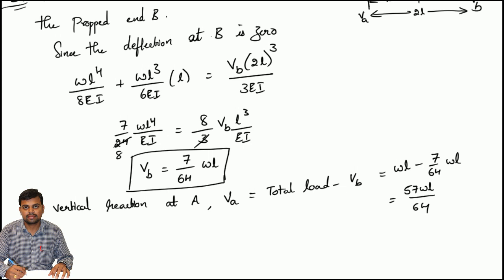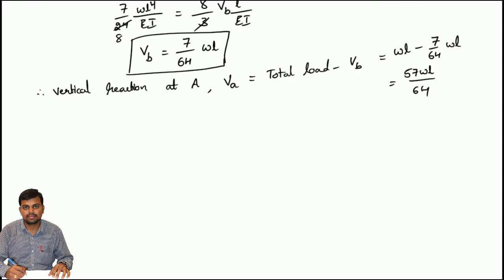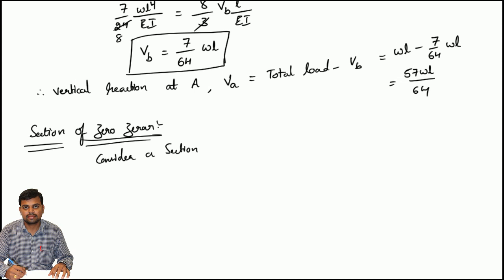Now I am finding the section of zero shear. First of all, consider a section XX at a distance of x from the fixed end A.